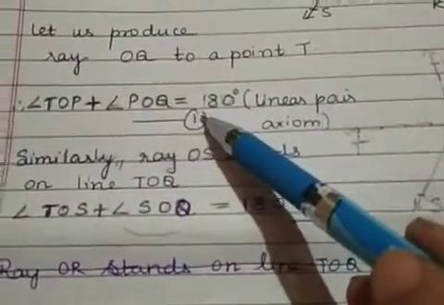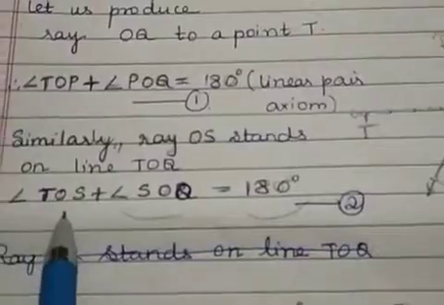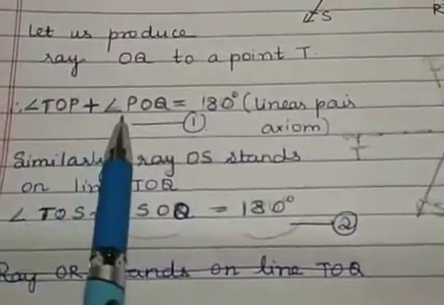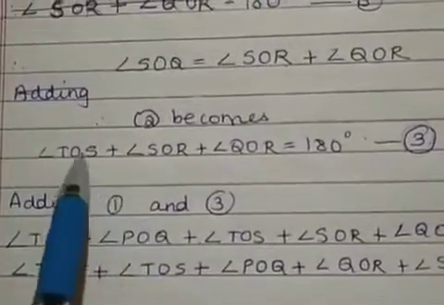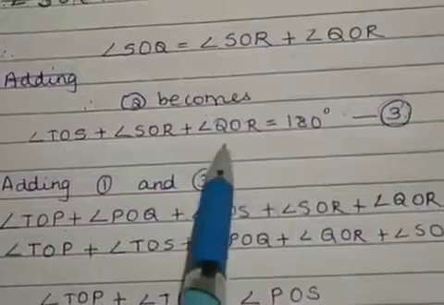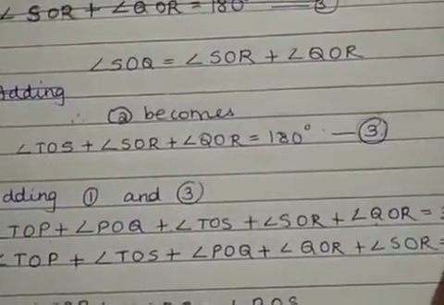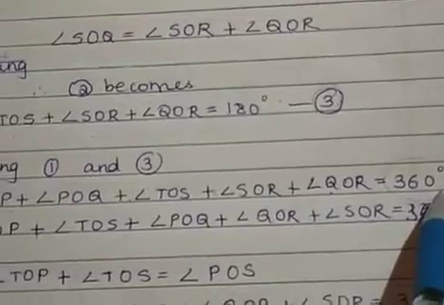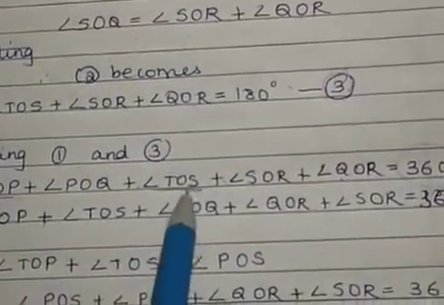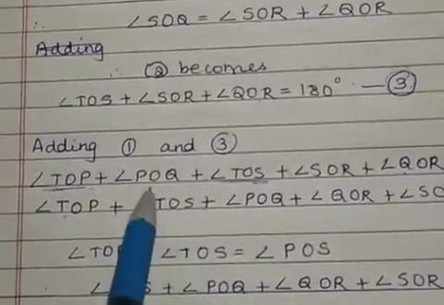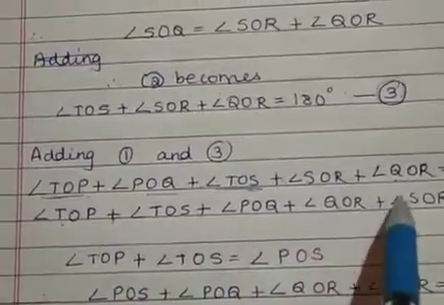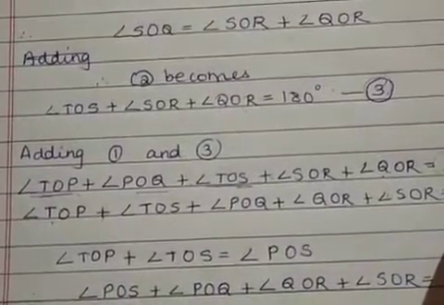Now I will add equation 1 and equation 3, because on the right hand side I will get 360 degrees. And on the left hand side we have angle TOP plus angle POQ plus angle TOS plus angle SOR plus angle QOR is equal to 360 degrees on the right hand side. Now I will get all the terms with T on one side. So angle TOP plus angle TOS plus angle POQ plus angle QOR plus angle SOR is equal to 360 degrees.